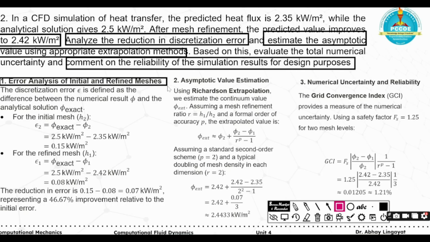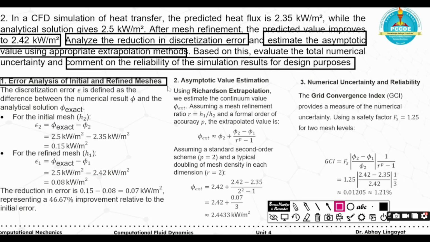Given data: the analytical value is 2.5 kilowatt per meter square, the initial result is phi2 equals 2.35, and the refined mesh value is phi1 equals 2.42 kilowatt per meter square. First step is the error calculation. Discretization error is calculated as the exact value minus the mesh result value.